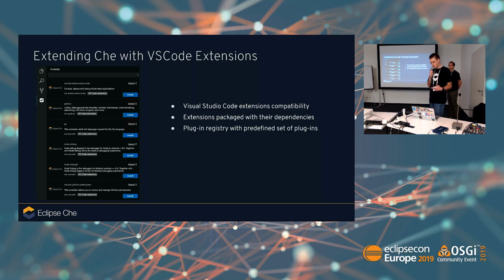And within Che, there is also a plugin registry that is predefined with a set of plugins that are available from any kind of deployment. You can deploy the plugin registry with Che, and you can configure the list of plugins that are available. So that's also one of the big new capabilities that is provided with Che 7.